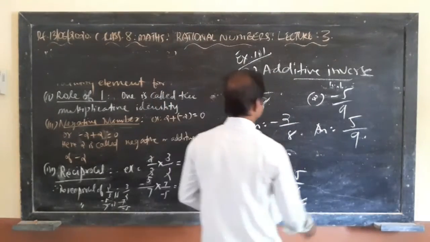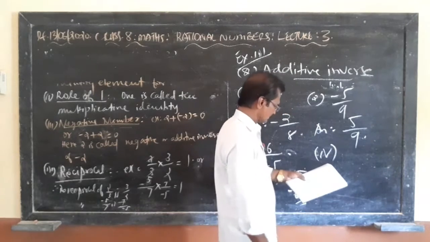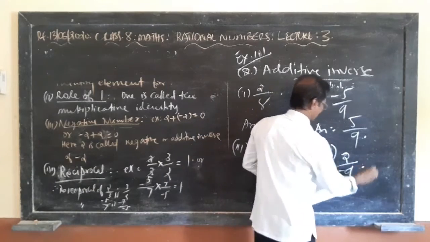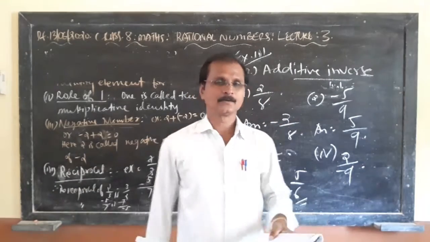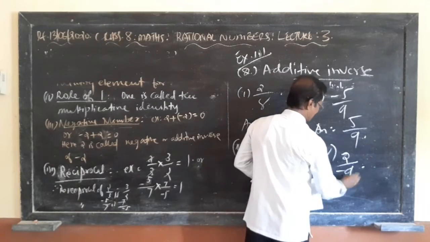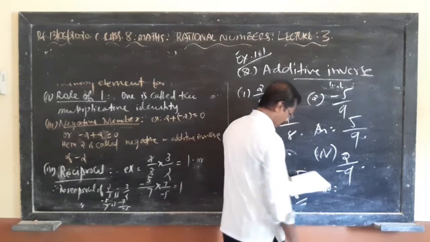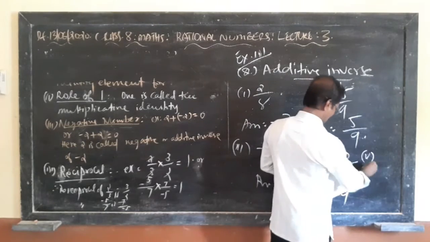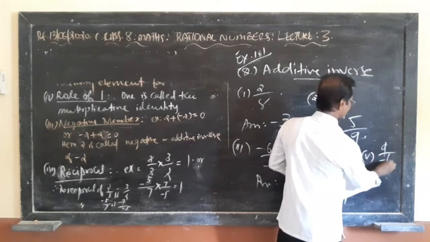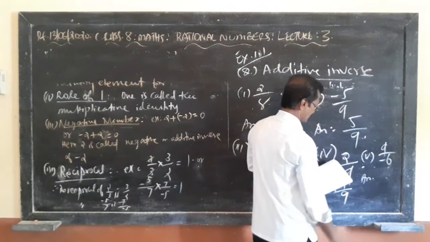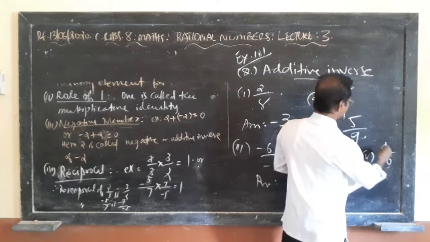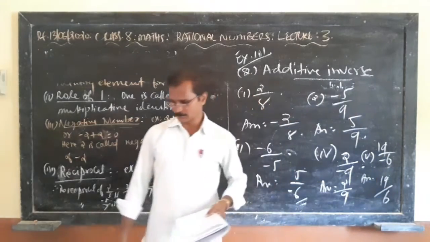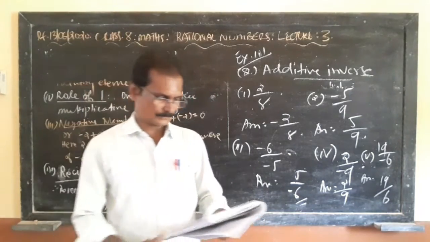Then the fourth one. What is the fourth one? 2 upon minus 9. What is the answer? The answer will be 2 upon 9. And one more, the fifth one. The question is 9 upon minus 6, and the answer will be 9 upon 6. Okay. So please complete finding the additive inverse.